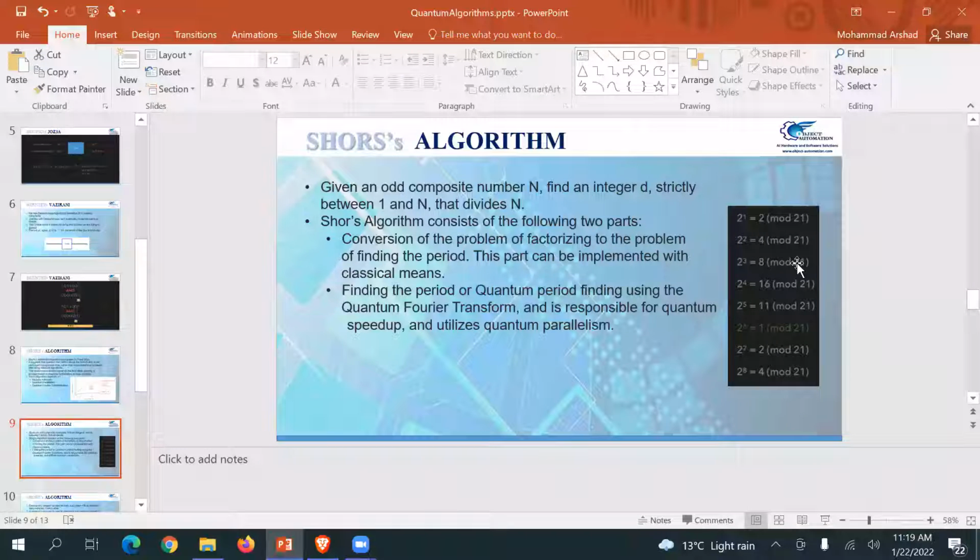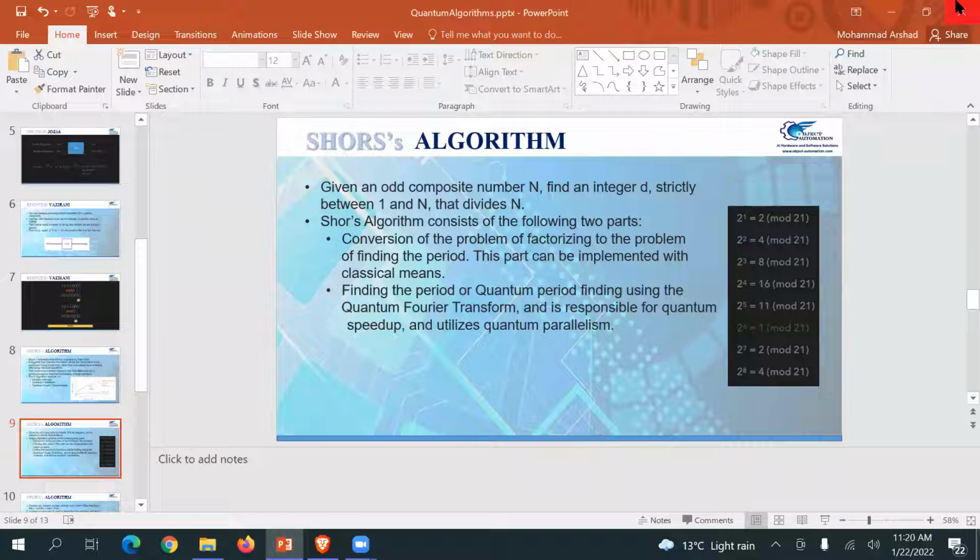Shor's algorithm works in two parts: converting the factorization problem into finding a period. If you see this, there is a repetition. If you take any number and take its modulus, let's say you have to find a prime factor of some number, what do you see? When you take a modulus of that number with the sequential powers, we see a pattern being repeated.